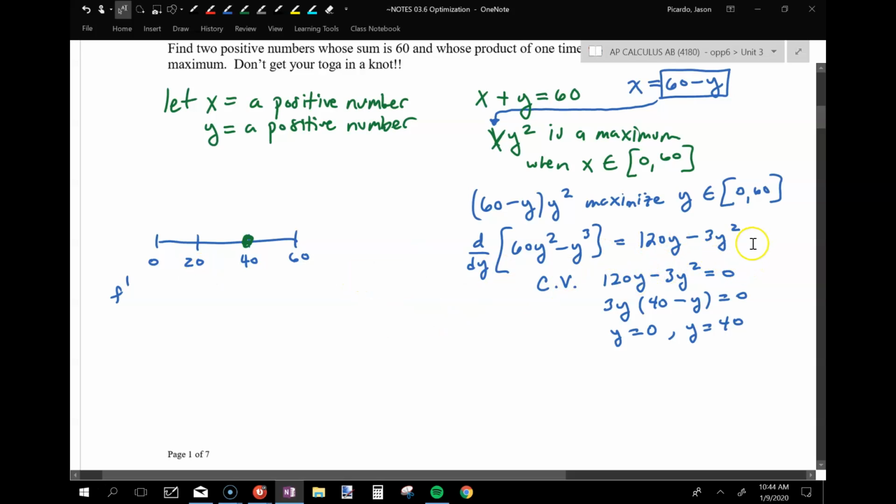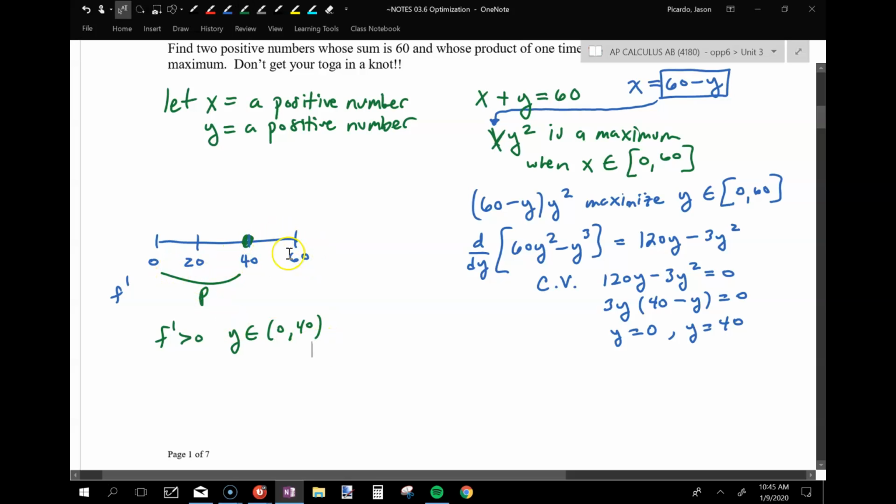So I'm going to plug into my derivative, right? If I plugged in 1, I get 120 minus 3. This is definitely going to be a positive interval here, right? What does that mean? It means my original function was increasing from 0 to 40. So f prime is greater than 0 when x, actually I'm not using x, I should say when y is an element of 0 to 40. So I'm increasing, right?